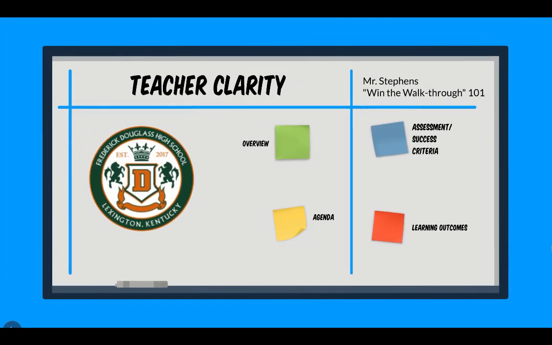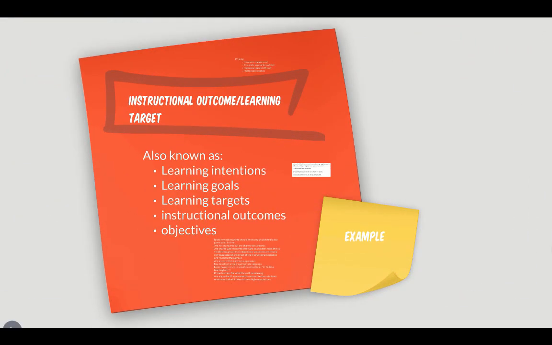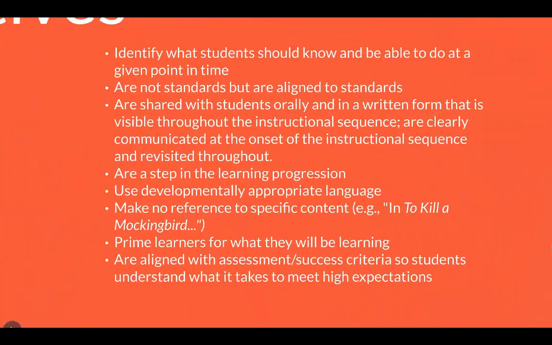Let's take a look at learning outcomes. Learning outcomes in the walkthrough instrument are called instructional outcomes or learning targets. I have a few of the other names that they're known by here on the screen, but don't get confused. They essentially mean the same thing. It's what students should be able to do or what students are learning for a given class period. So here are the characteristics of a learning target or instructional outcome.